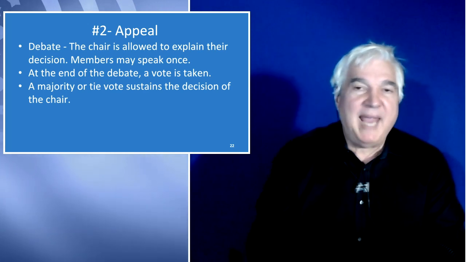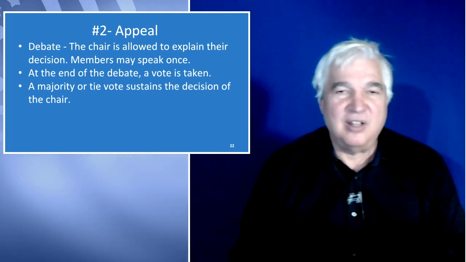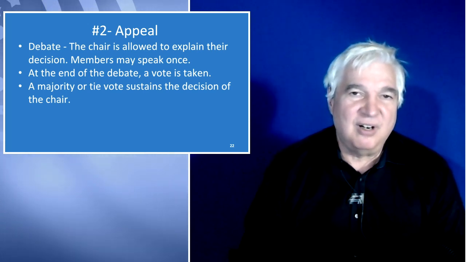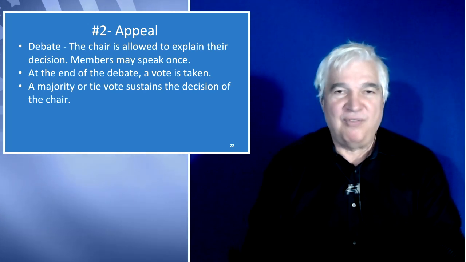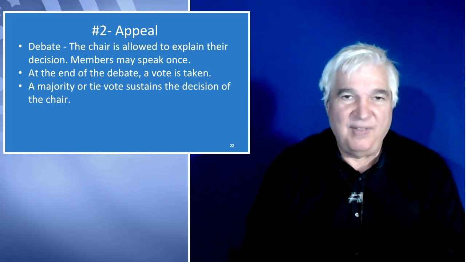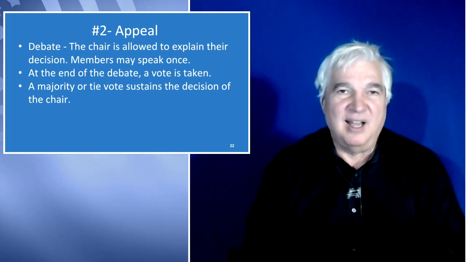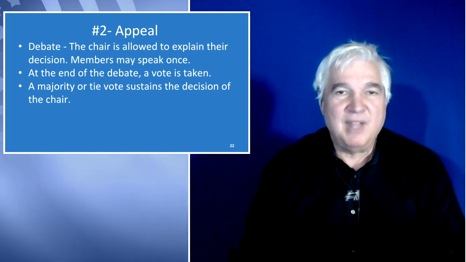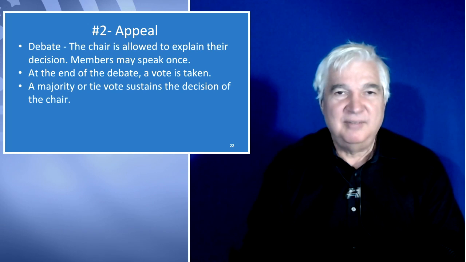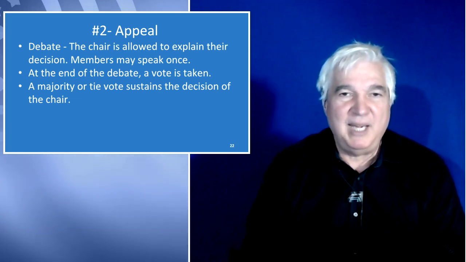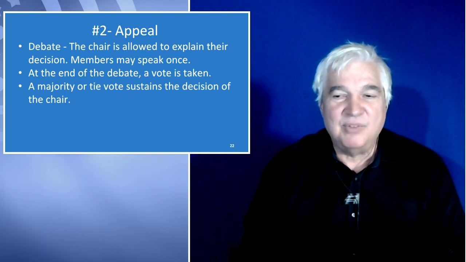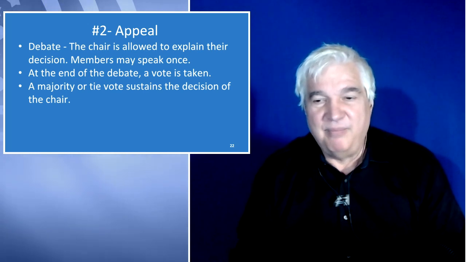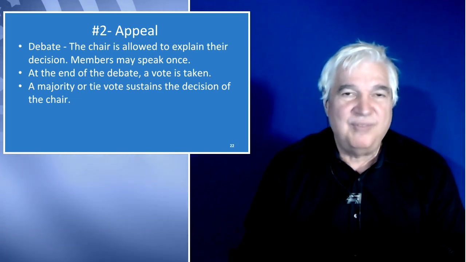So the mechanics of an appeal is that a chair makes a ruling: it's out of order to consider having a booth at the fair for 2018 because it's too late. And then a member jumps up and says, "I appeal the decision of the chair." And then the chair says, "The chair's decision has been appealed. I'm not offended, because this is your meeting." And then they say, "This is the reason why I think it's not too late: the deadline is in 2 days, and we've not done any organization."